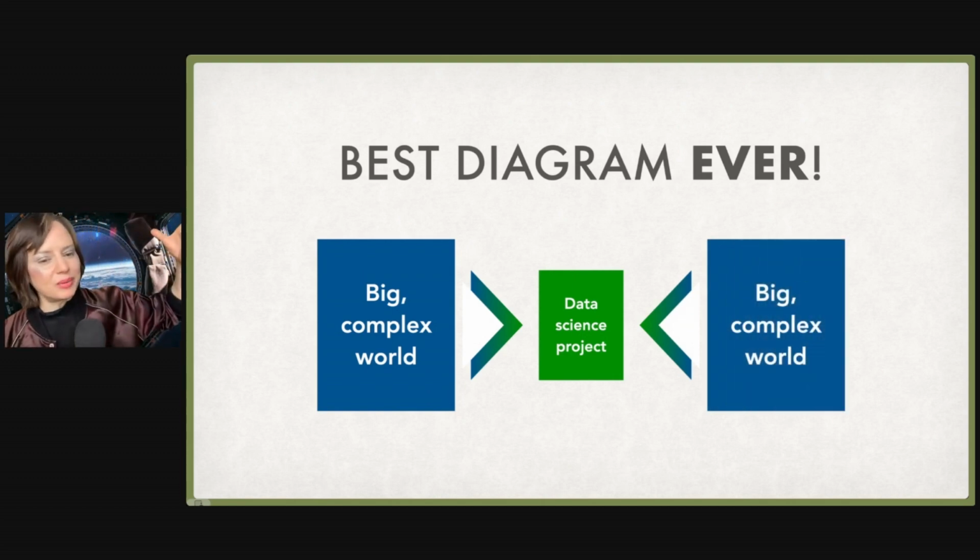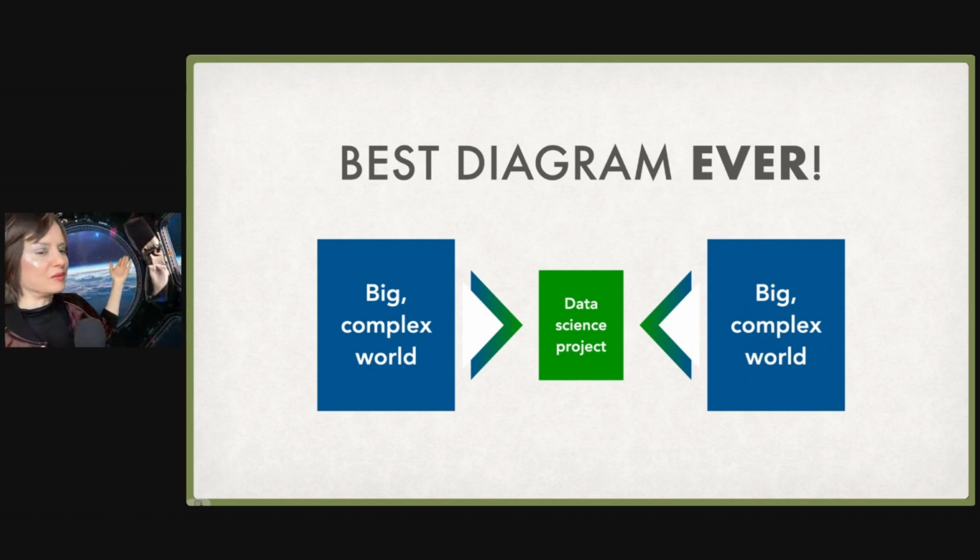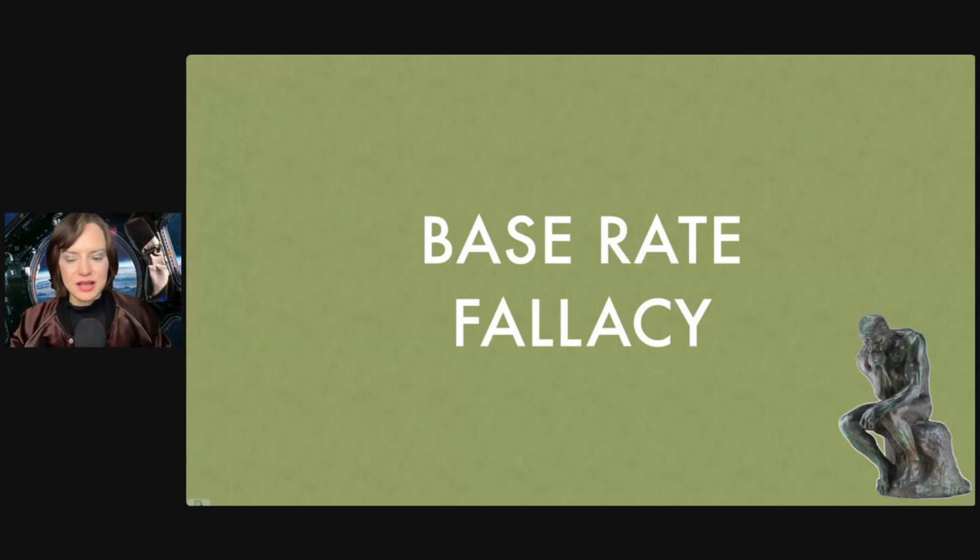We have a big, wide, complex world. We do our data science project, and then we look out upon the world and we say, have we learned anything? That is what we do in data science. And in order to fully evaluate if we've learned anything, I want to add 2 more bricks to our wall of inference. First up, the base rate fallacy.